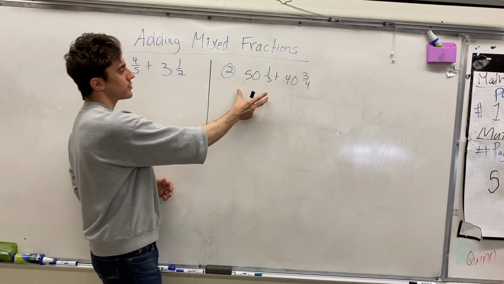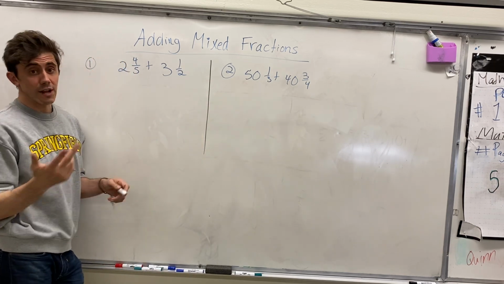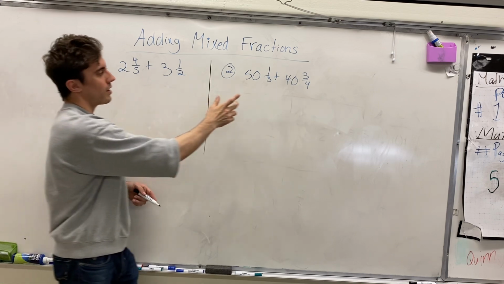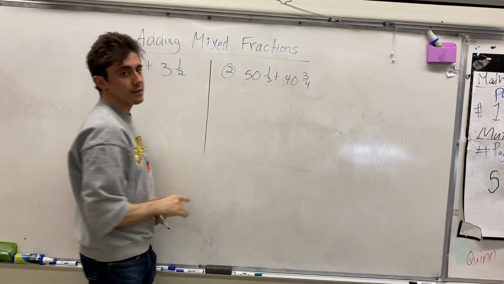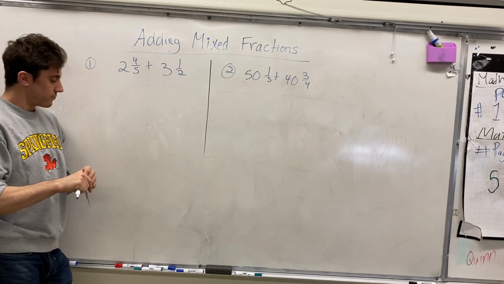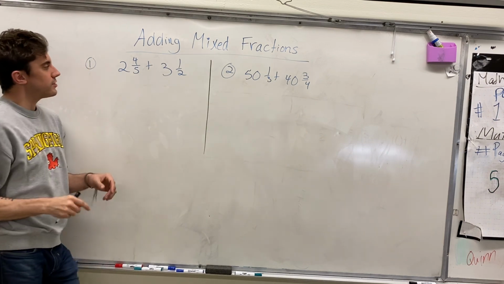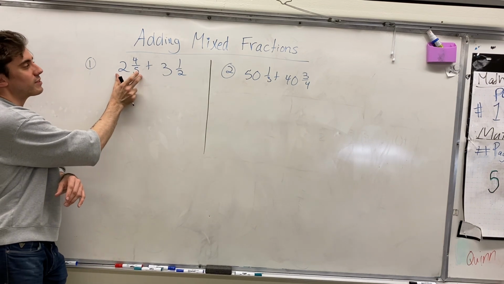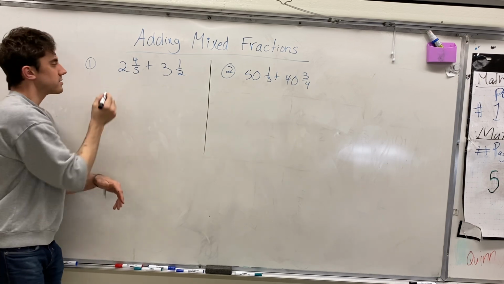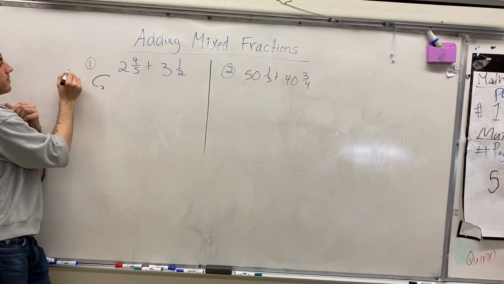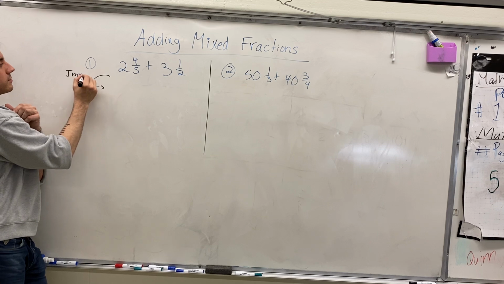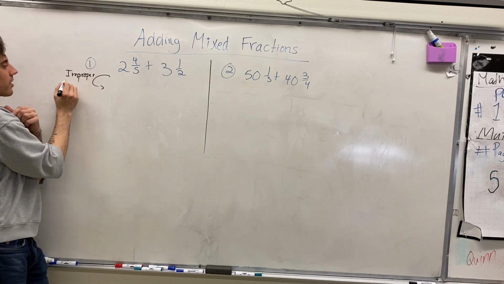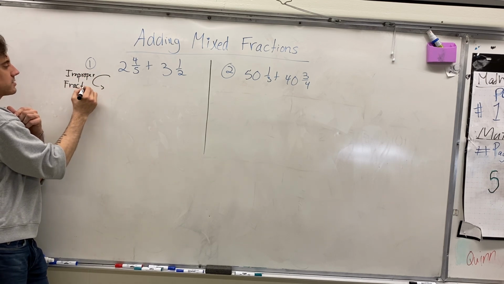I'm going to use two different strategies, and I'm going to discuss why each strategy is better suited for the different examples that we're going to do. So for example 1, what I'm going to do is convert both of our mixed fractions into improper fractions. Okay, I'm going to write that explicitly. We're going to convert our mixed fractions into improper fractions.